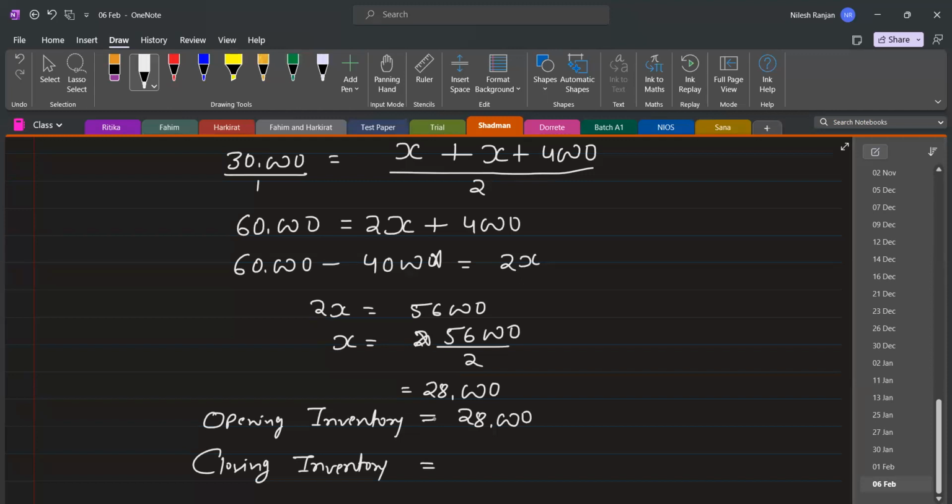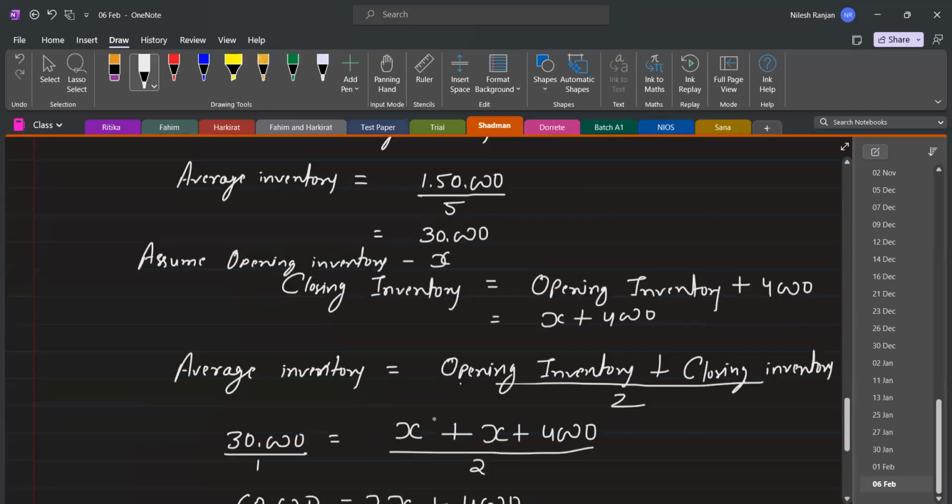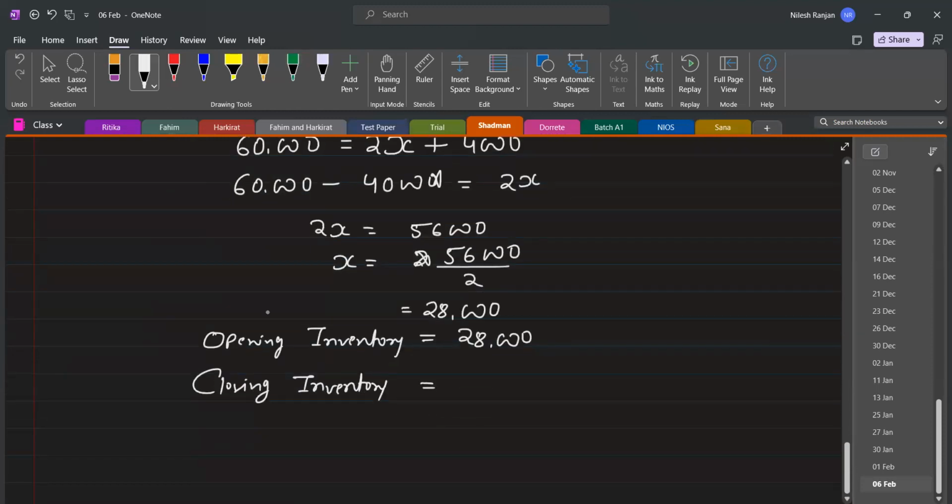Yes, I think we have done it before, 30,000 divided by 1 is equal to X plus X. Okay, closing inventory we are finding. So what will be the amount here? It is written in the question that it is 4,000 more than the opening inventory. So 28,000 plus 4,000, it will be 32,000.